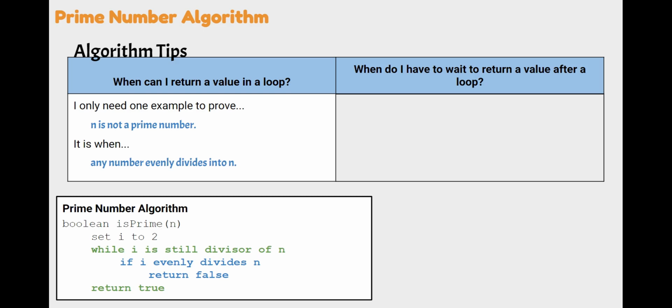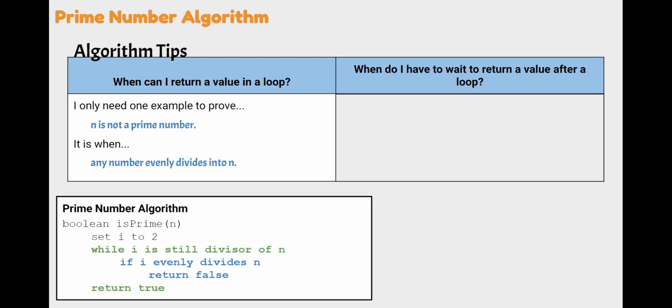If we look down at our prime number algorithm at the bottom, we see that if statement inside the while. I'm just looking for that one example that will let me get out of here early. I'm just looking for that one example where any number evenly divides into n. I don't care if it's the first one, the second one, the third one. I don't care if it's the last one. I just need one example only.